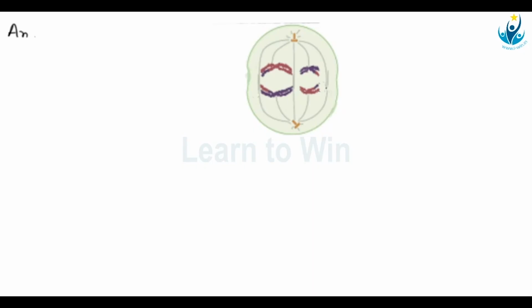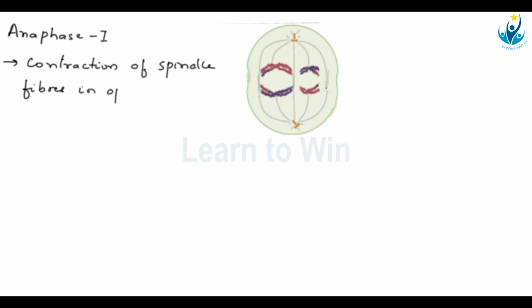After metaphase, you have anaphase, anaphase 1, where there will be the contraction of the spindle fibers to the opposite poles. We'll call it opposite directions. So what is happening here? You have spindle fibers that are being pulled in this direction, and one set of spindle fibers will be pulled in this direction. So this resulted in the separation of the bivalents.